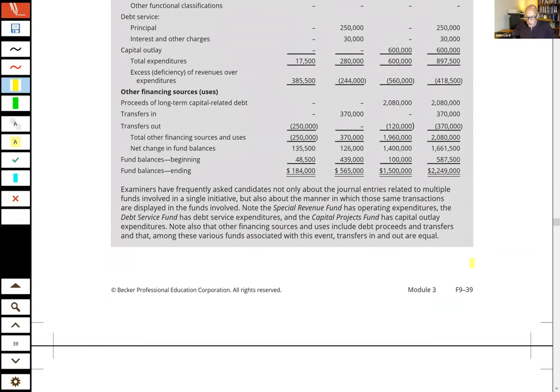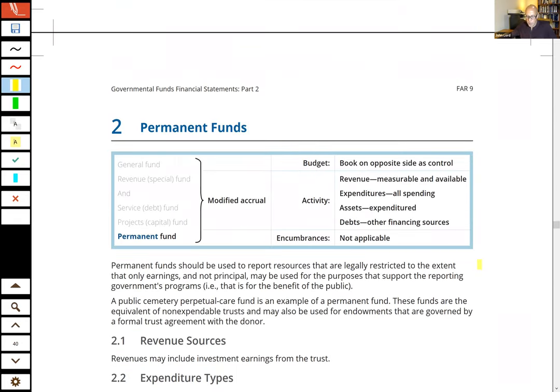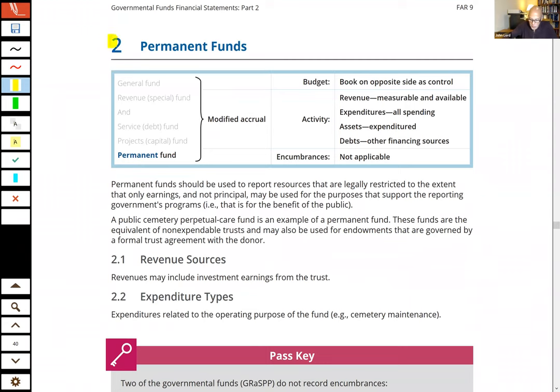All right, I'm going to go past that. Let's look at the permanent fund, which is the second P in GRASP. This is our last governmental fund. And we have the permanent fund.